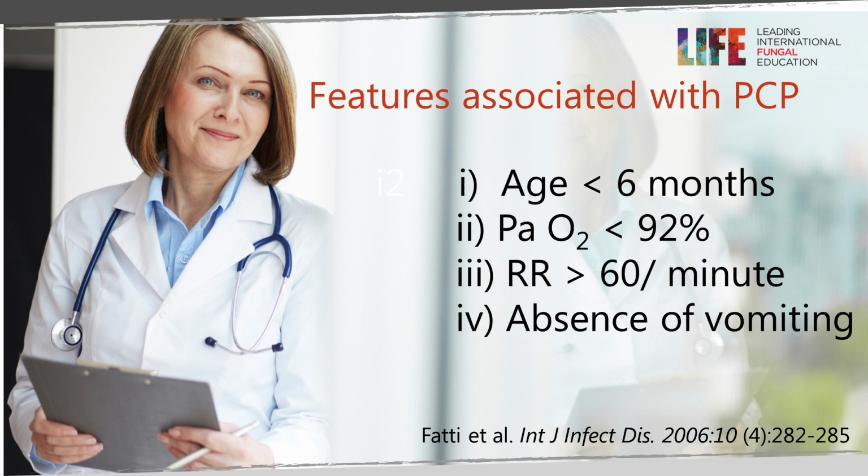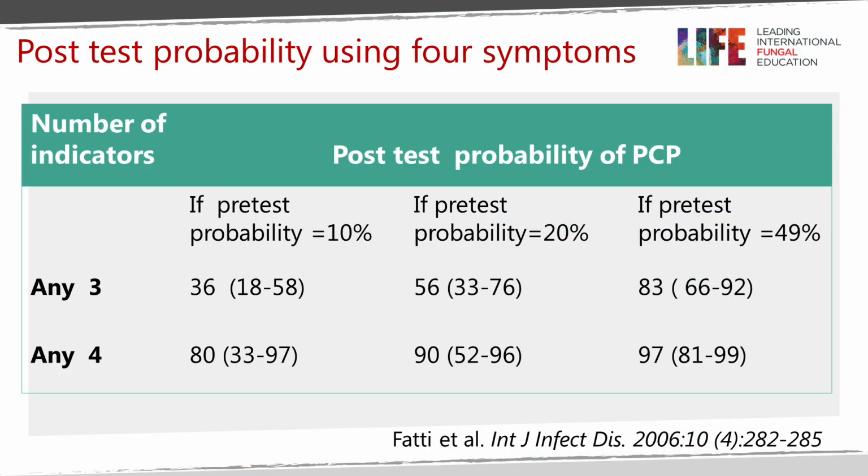Now, if we were to look for symptoms that are specific for PCP, then Fatty and his colleagues in South Africa were able to pull out 4 symptoms that increase both sensitivity and specificity of being able to pick children who actually have pneumocystis pneumonia. These 4 clinical features are an age of less than 6 months, an oxygen saturation of less than 92% on room air, a respiratory rate of more than 60 per minute, obviously because they were talking about very young children less than 6 months, and no vomiting.